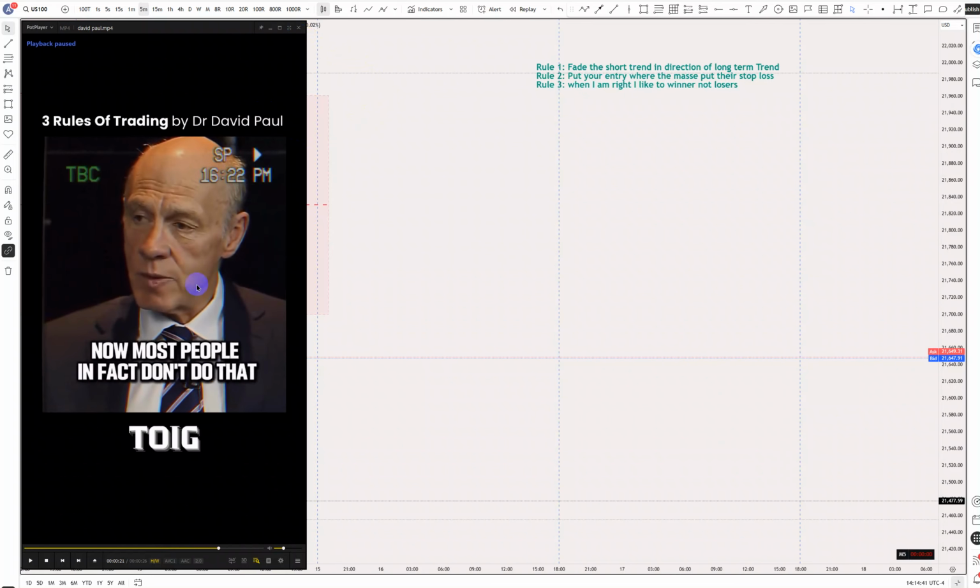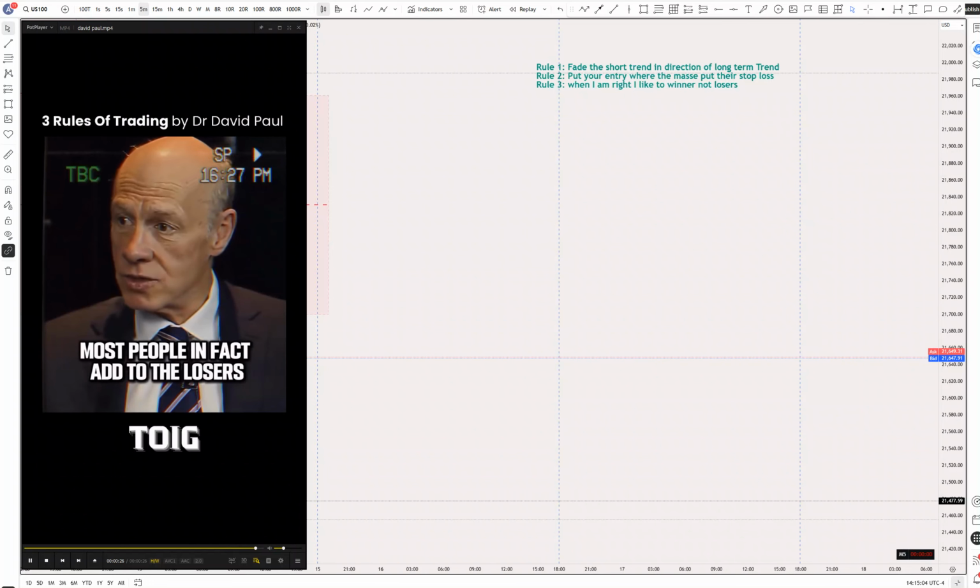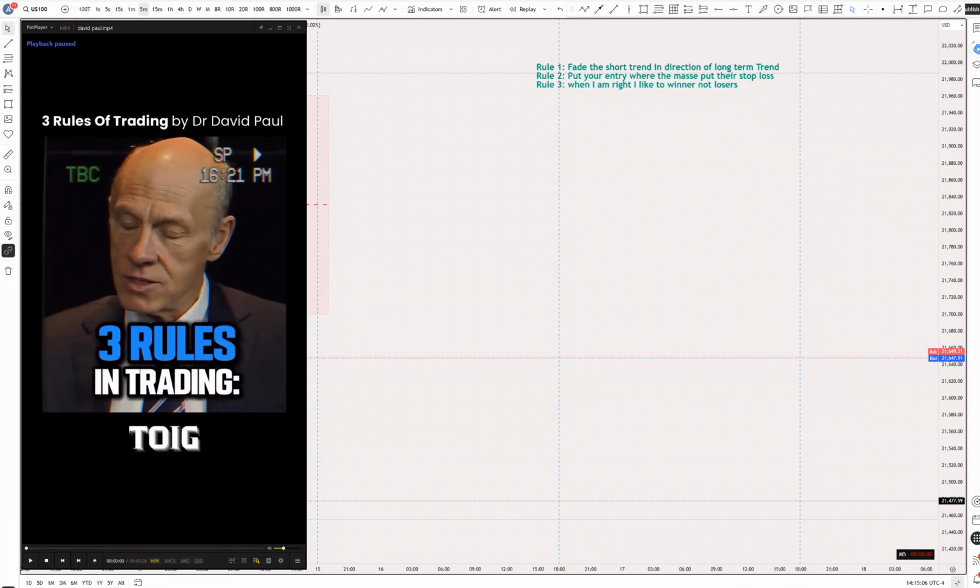So these are psychological strengths, but you cannot add to the winners anytime you like. It should be aligned with the long-term trend, and it should be at a very specific point, which happens rarely in the market. I'm going to show you why and when it happens. People in fact don't do that, and most people add to the losers. This is the part that can destroy your trading whenever you're adding to the losers.